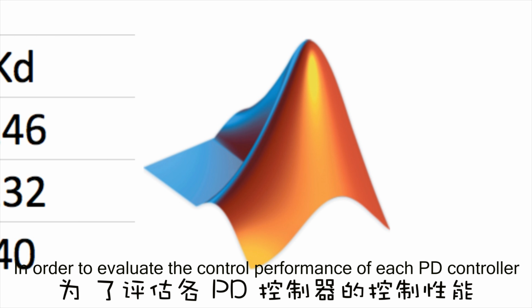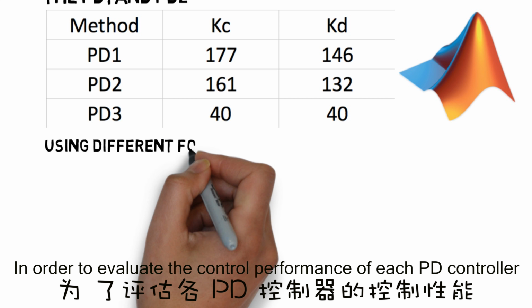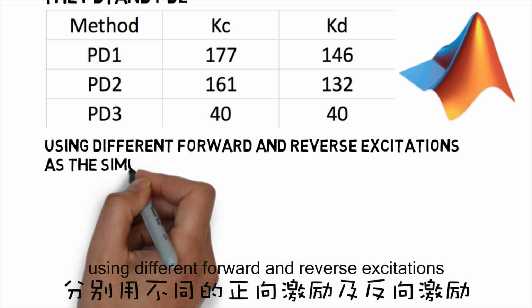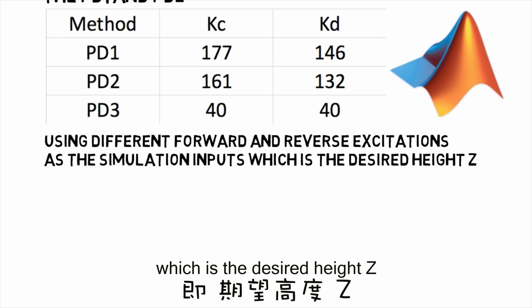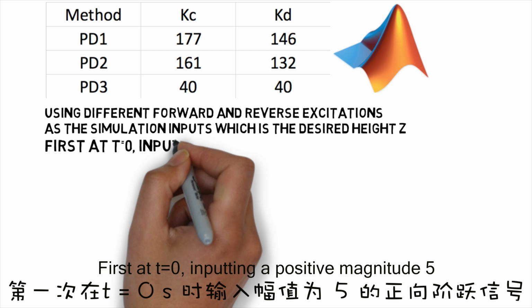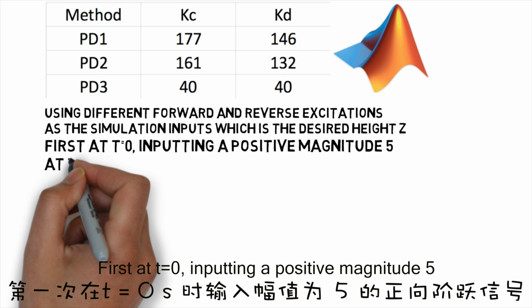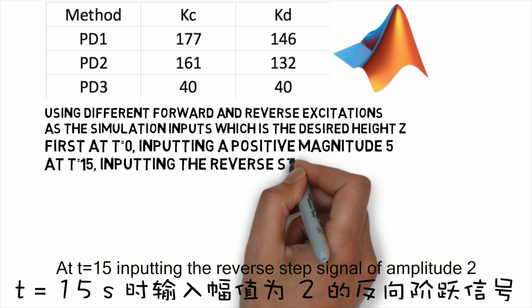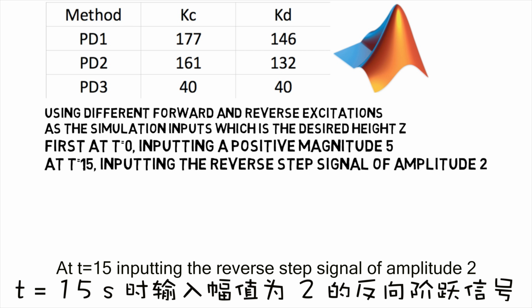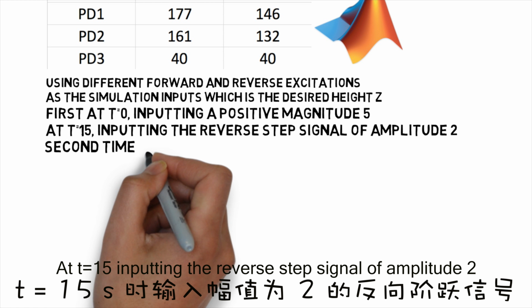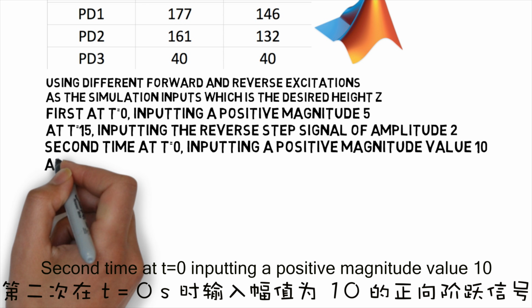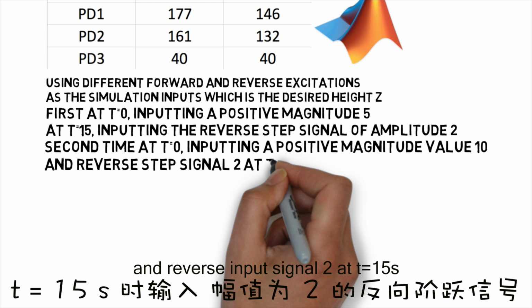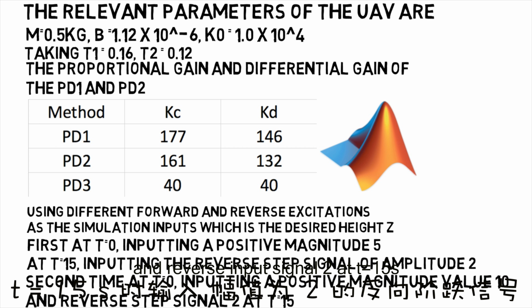In order to evaluate the control performance of each PD controller, different forward and reverse excitations are used as the simulation inputs, which is the desired height z. First, at T0, inputting a positive magnitude of 5. At T15, inputting the reverse step signal of amplitude 2. The second time, at T0, inputting a positive magnitude of 10, and a reverse input signal of 2 at T15 seconds.